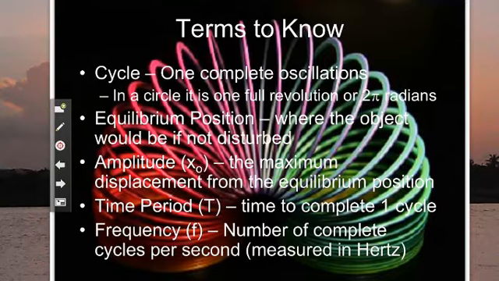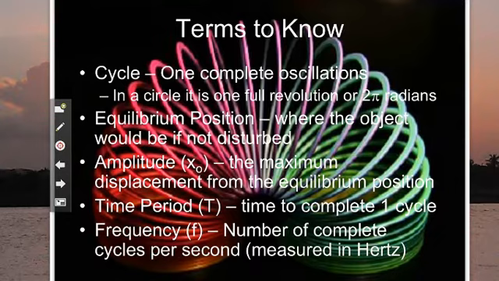As an object goes through its oscillations, goes through its cycle, it's going to pass through what we call an equilibrium position. This is where the object would be if it's not disturbed. This would be kind of like the rest position. With a swing, it's the position where the swing is just hanging there before you actually get on and start pushing it.